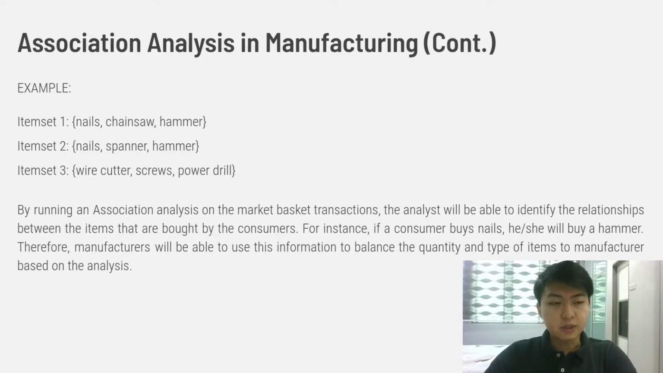As an example, we have 3 item sets here, which are items that are bought by consumers. By running the market basket transactions, the analyst will be able to identify the relationships between the items that are bought by the consumers here. So in this case, we can conclude that if a consumer buys nails, he or she will buy a hammer. And therefore, manufacturers will be able to use this kind of information to balance the quantity and type of items to manufacture based on this analysis.